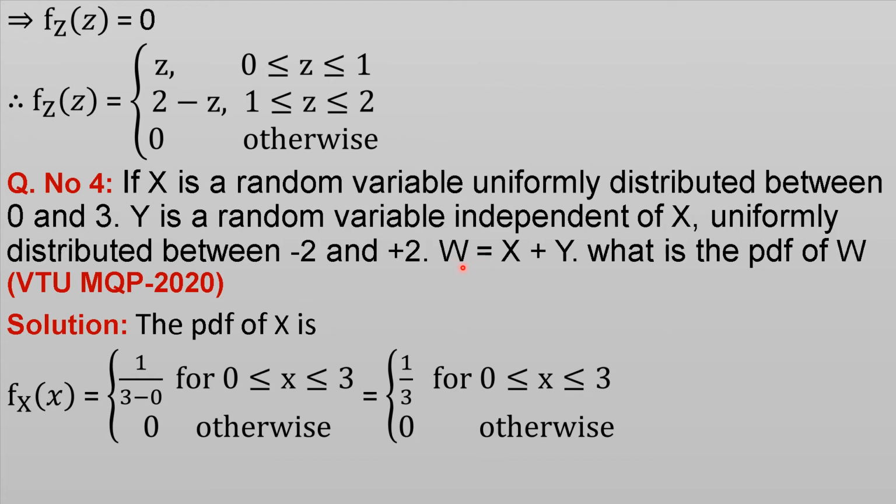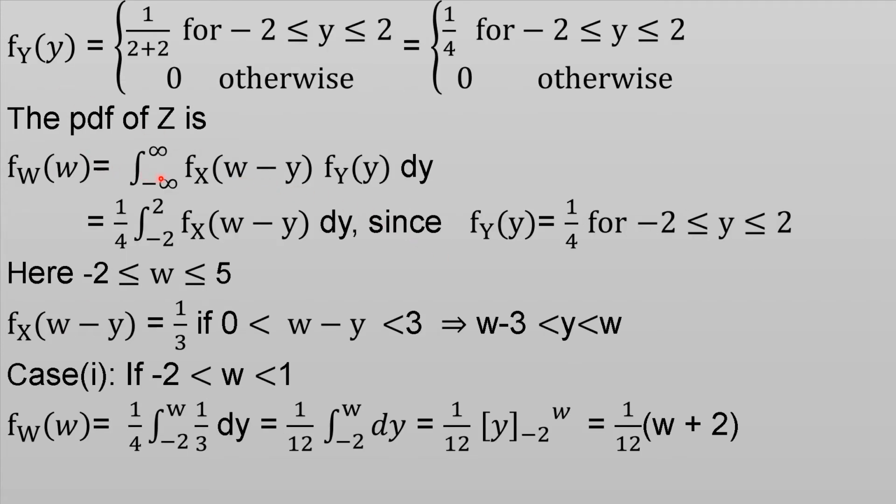So we need to find the probability density function of W, where W is the sum of two independent random variables. The probability density function of W will be the convolution of the probability density function of X and that of Y. So f_W of w will be equal to the integral from minus infinity to plus infinity of f_X of (w minus y) into f_Y of y dy. There are two integral formulas for the probability density function of the sum of two independent random variables. You can take any one of these two.